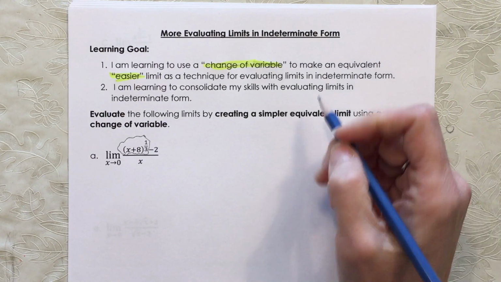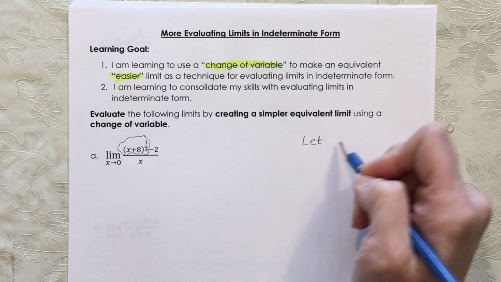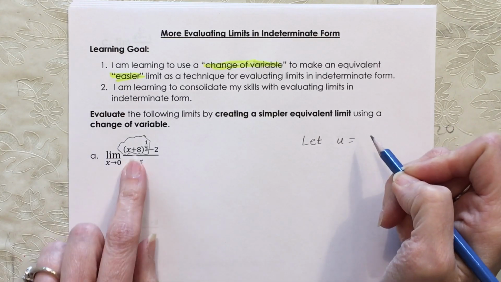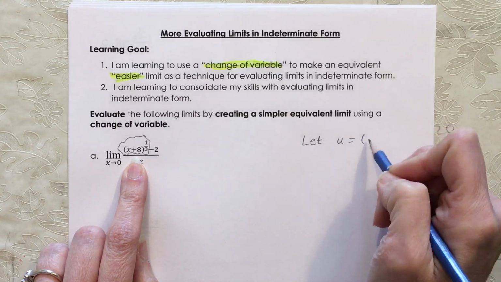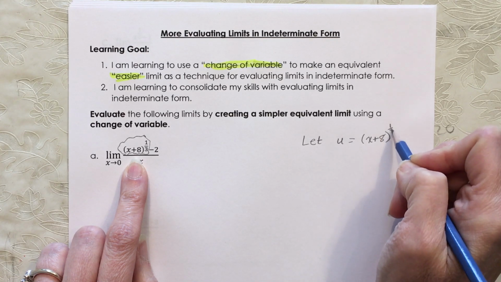So textbooks tend to always use u for their change of variable. So we let u equal the part that makes us uncomfortable, or the tricky part of the question. So we're going to let u be (x plus 8) to the power of 1/3.